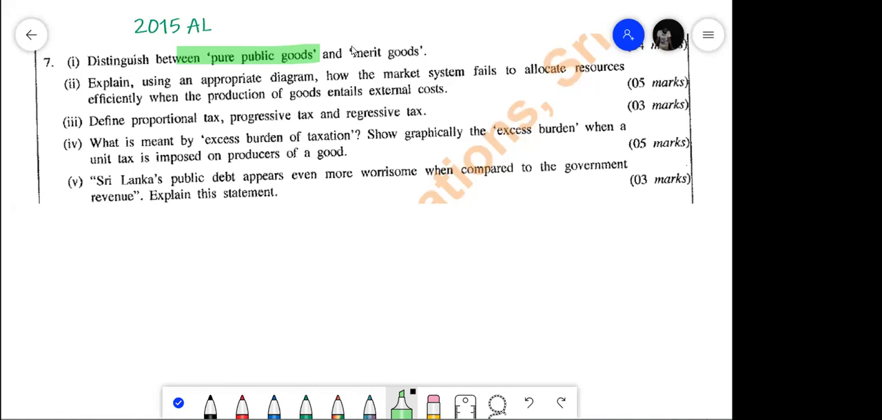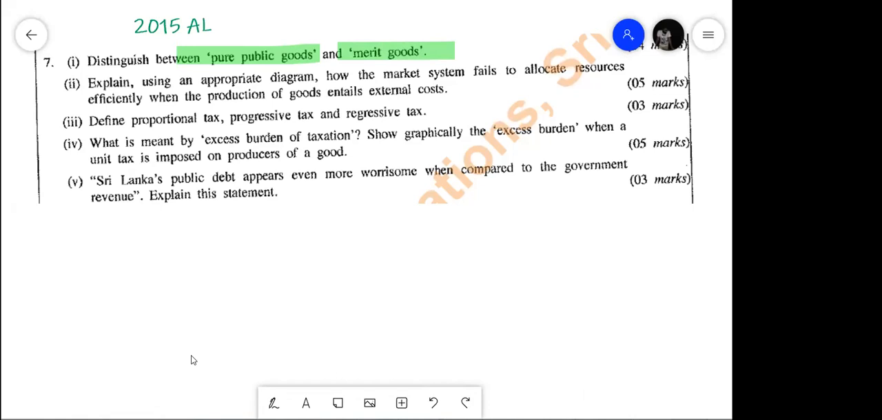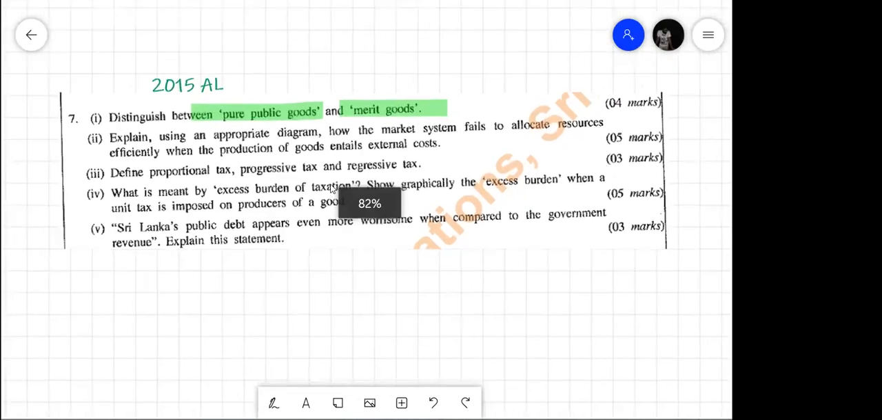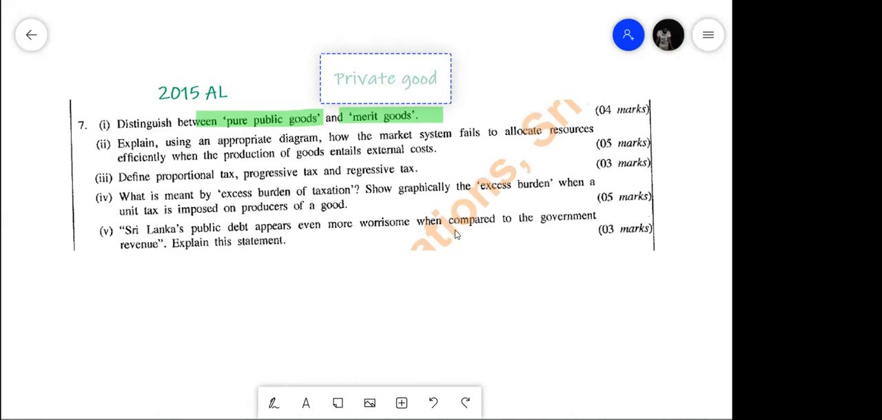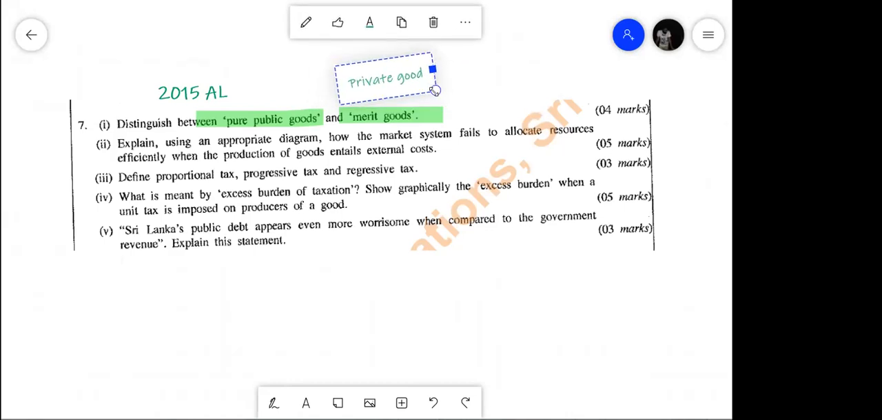And then a merit good, guys. A merit good is what type of good? What does this merit good come under? Okay, positive externality. But when you say public good, what is the opposite of a public good? Exactly, a private good. So a merit good is also a private good, guys. Remember this: it's private goods that are broken down into merit and demerit.